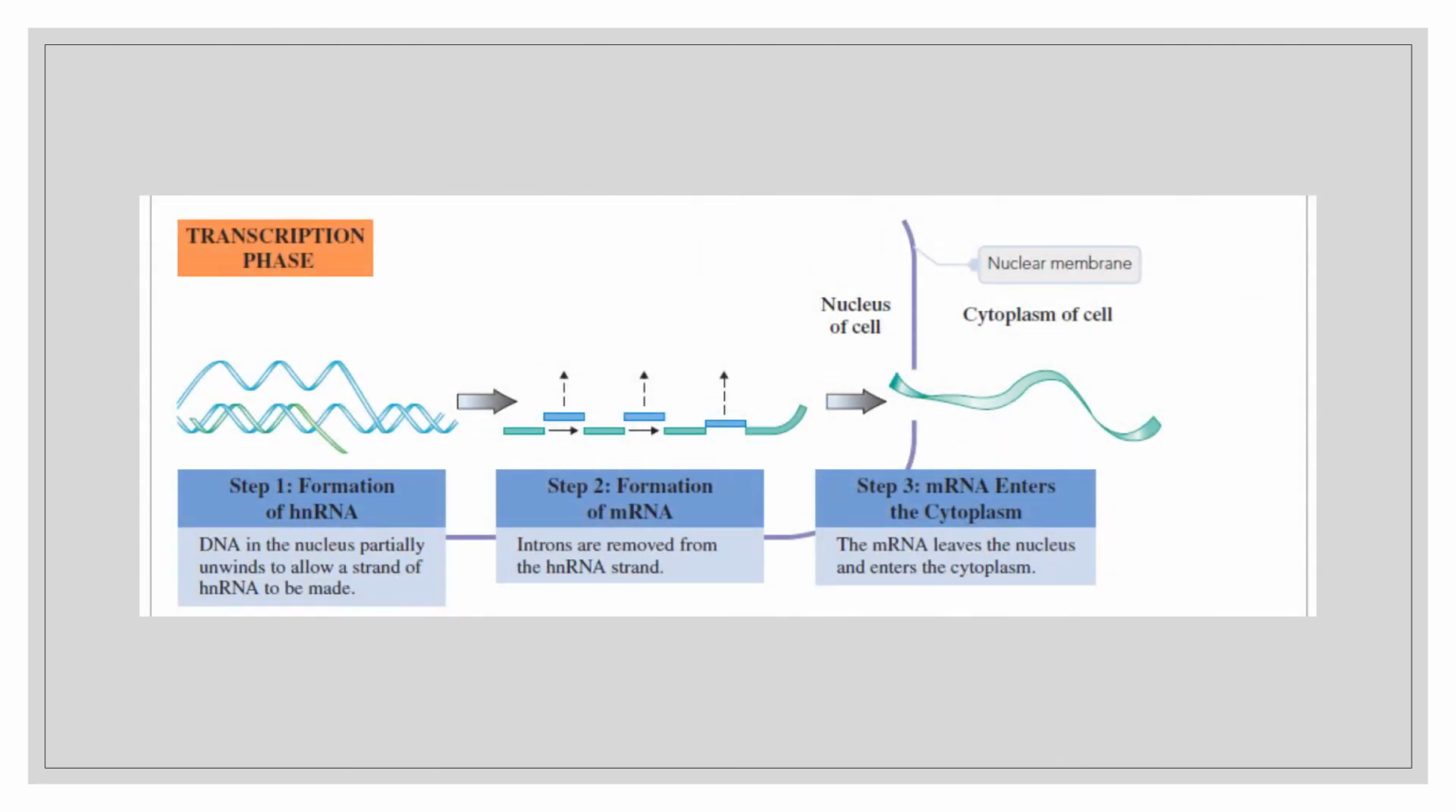This is just the summary for the transcription phase. Step 1 is the formation of the hnRNA, wherein the DNA in the nucleus partially unwinds to allow a strand of hnRNA to be made, just one strand only. Step 2 is the formation of the messenger RNA: introns are removed from the hnRNA strand. Lastly, the mRNA leaves the nucleus and enters the cytoplasm of the cell.